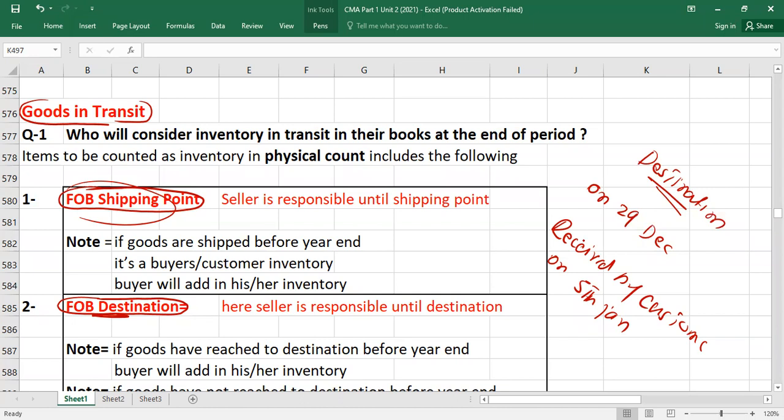And you have to identify your position first on the question, whether you are a customer or supplier. Then accordingly you will take the decision. I will do questions with you, don't you worry.